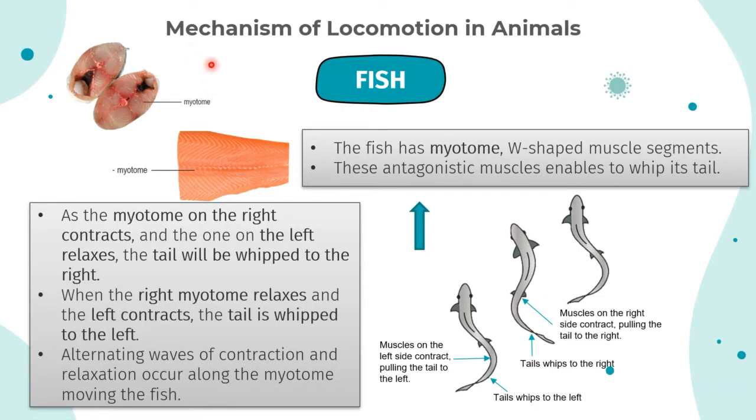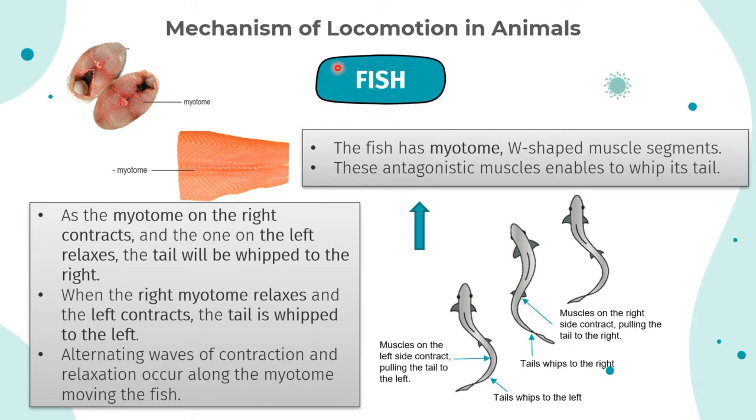Now let's go first to the mechanism of locomotion in fish. We are going to discuss how the fish moves from one place to another. When we are talking about the mechanism of locomotion in animals, you have to memorize what type of muscles are involved in the animals.